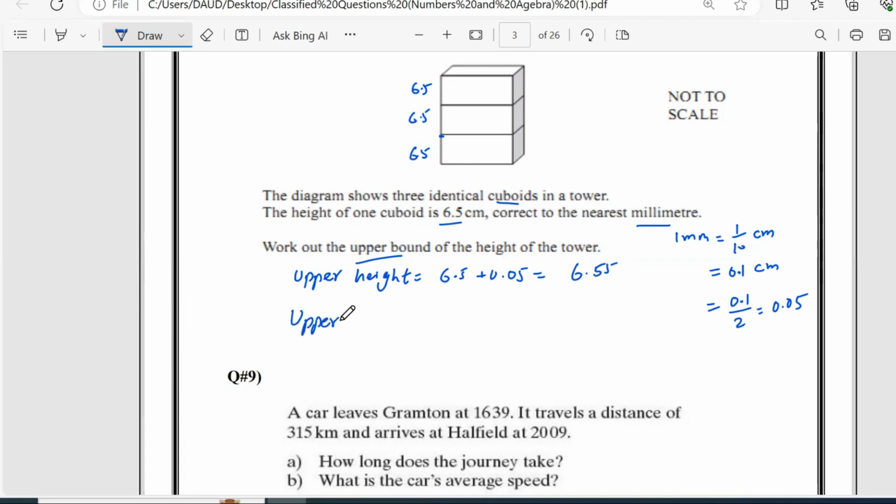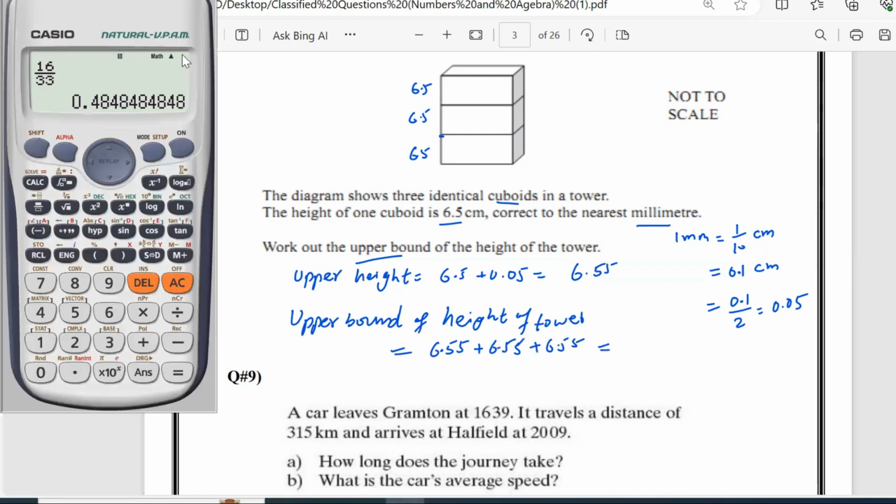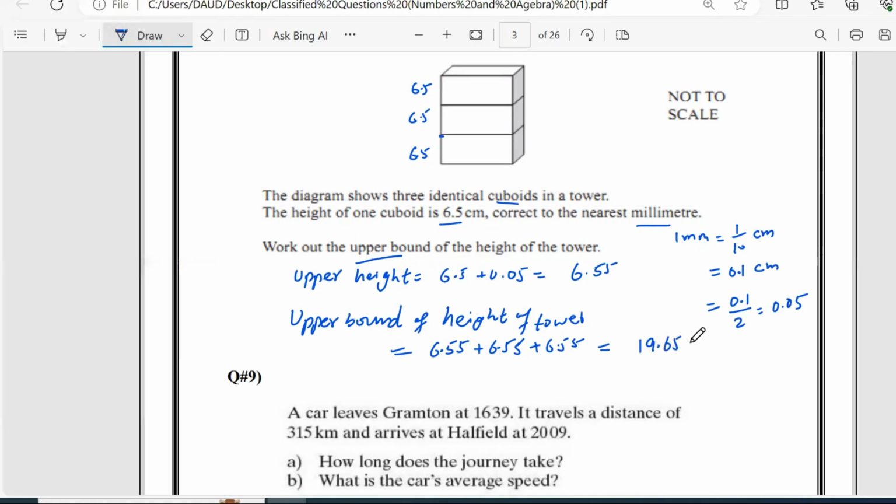And then we are looking for the total height. You can say that the upper bound of height, which means the total height of the tower, is equal to 6.55 plus 6.55 plus 6.55. So that gives me, if we check here, 6.55 plus 6.55 plus 6.55, it is equal to 19.65 centimeter. This is our answer.